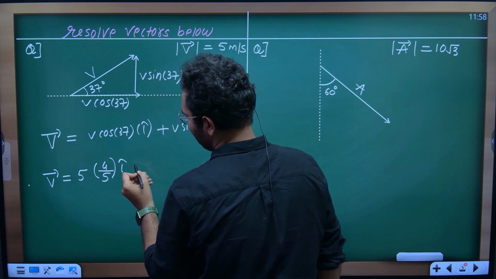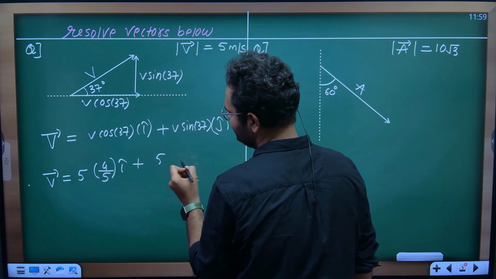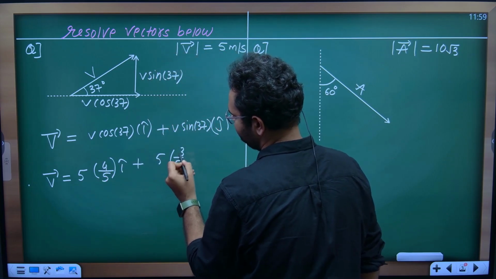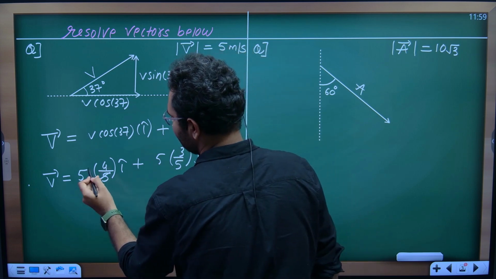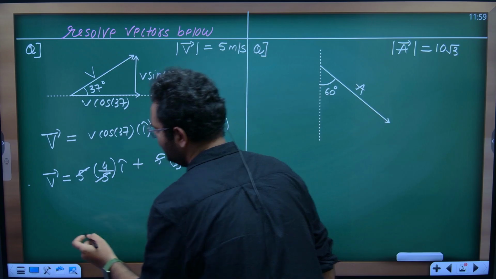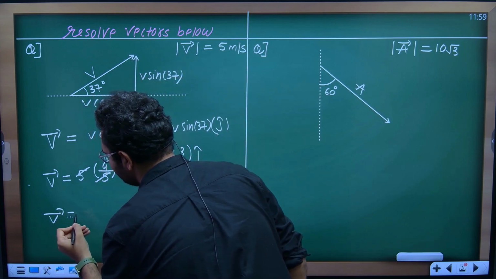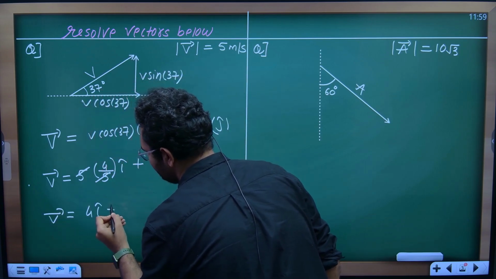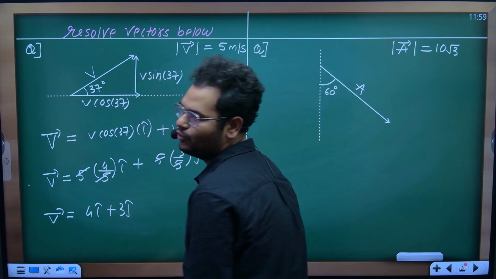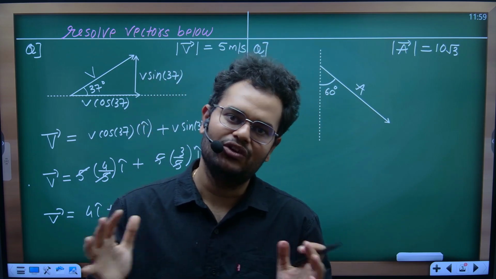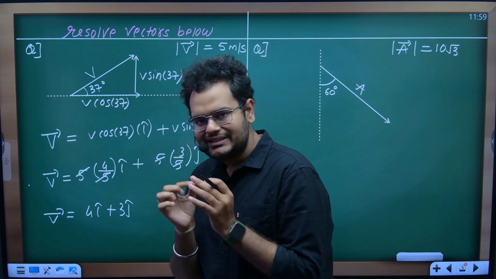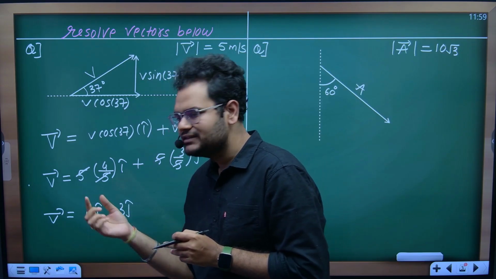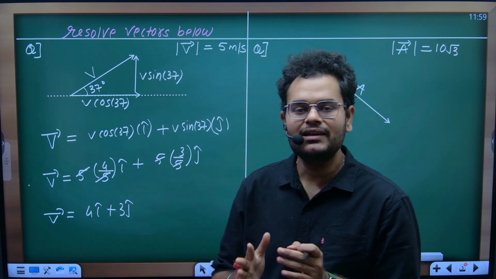i cap plus 5 into sin 37, which is 3 by 5, j cap. So 5 and 5 are cancelled. The b vector, the final vector, is 4i plus 3j. This is how I resolve vectors into horizontal and vertical components. So the child is going 4 units in plus x-axis and 3 units in plus y-axis.